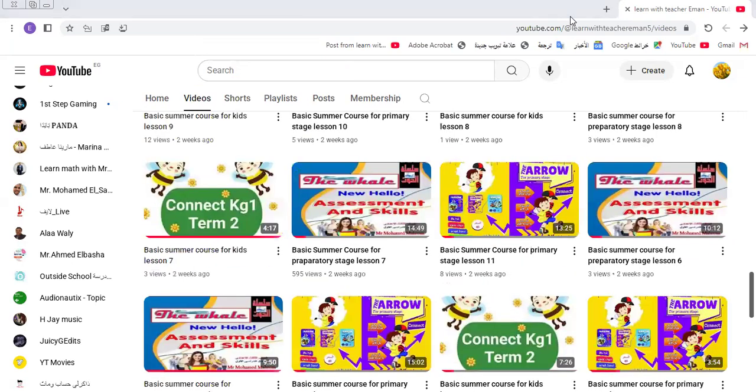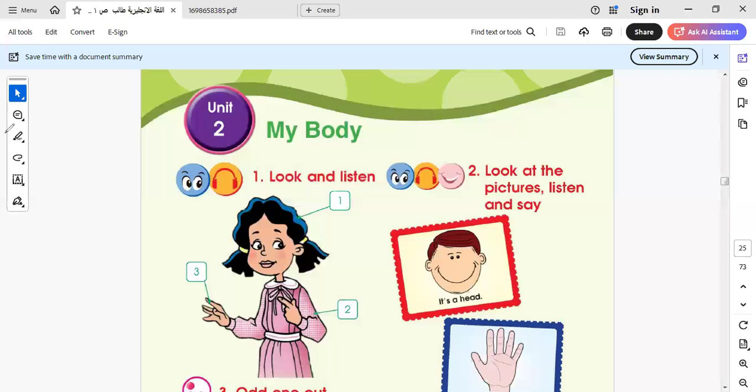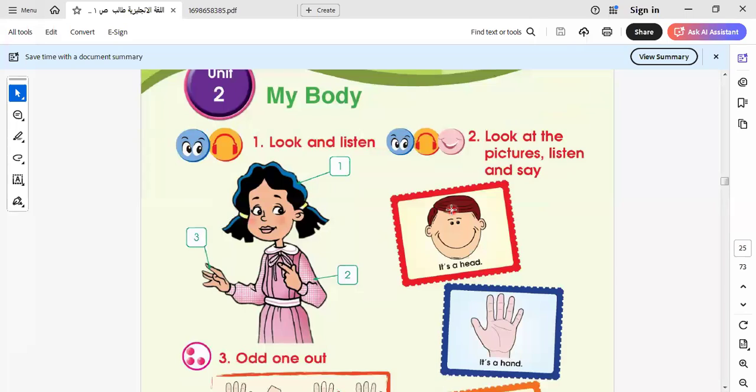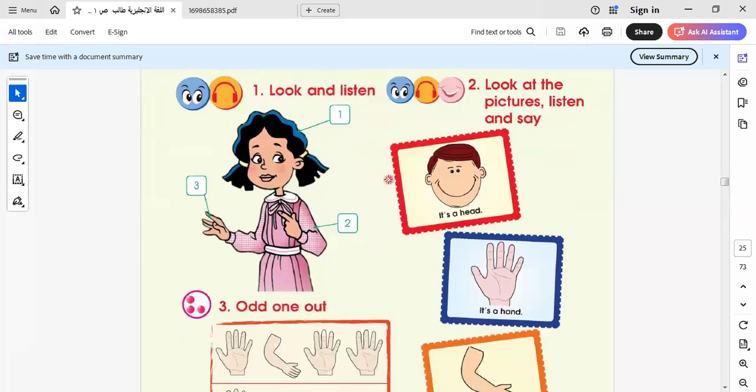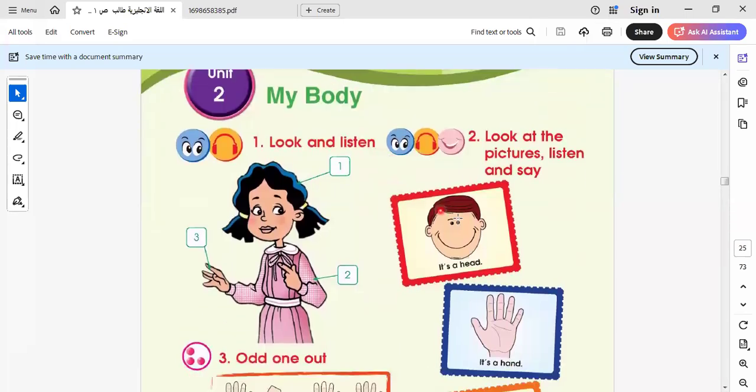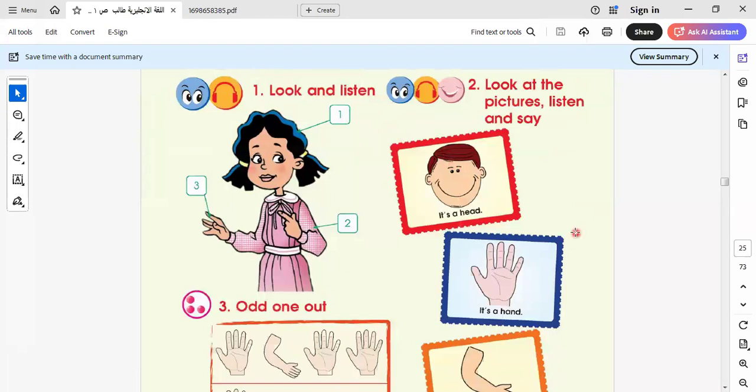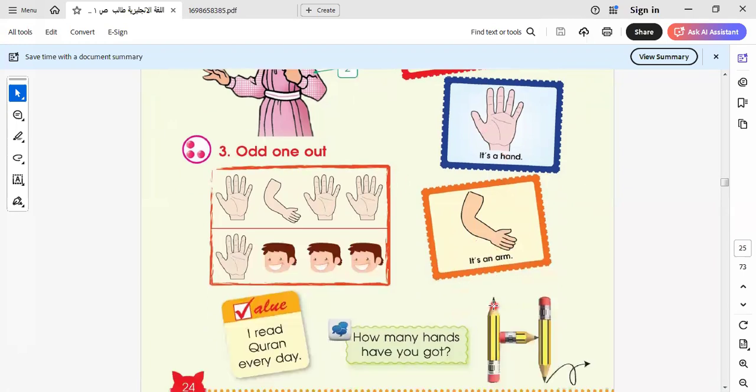Let's go to our unit today. Today we will start the second unit in your book, Fun English Fun, which is My Body. Let's go to learn this unit. In this unit, we learn some parts of our body. Here is the head. This is called head, hand, arm.